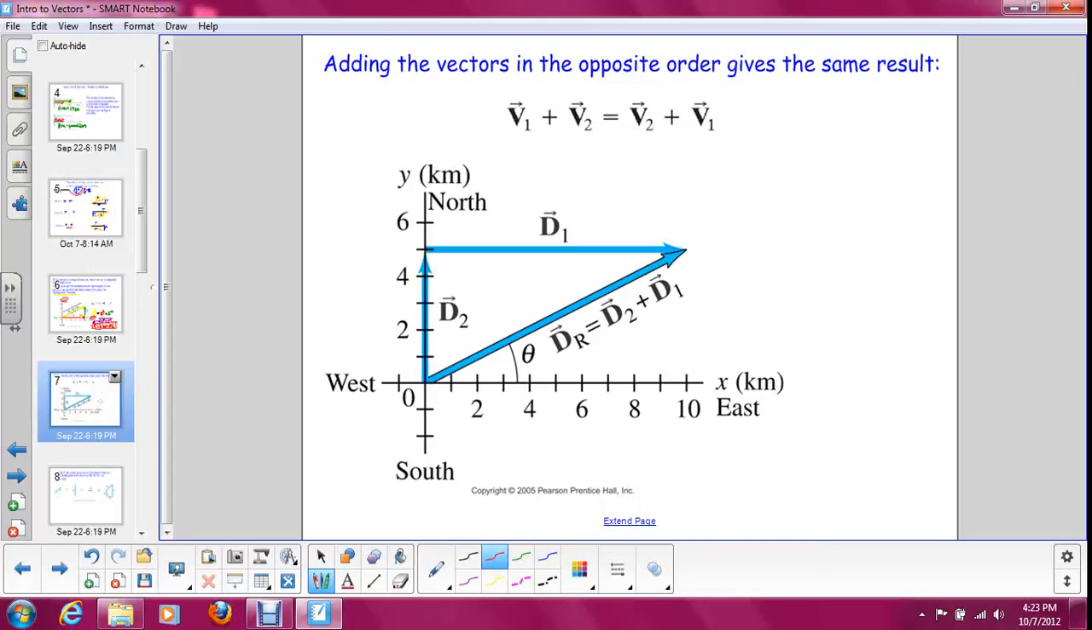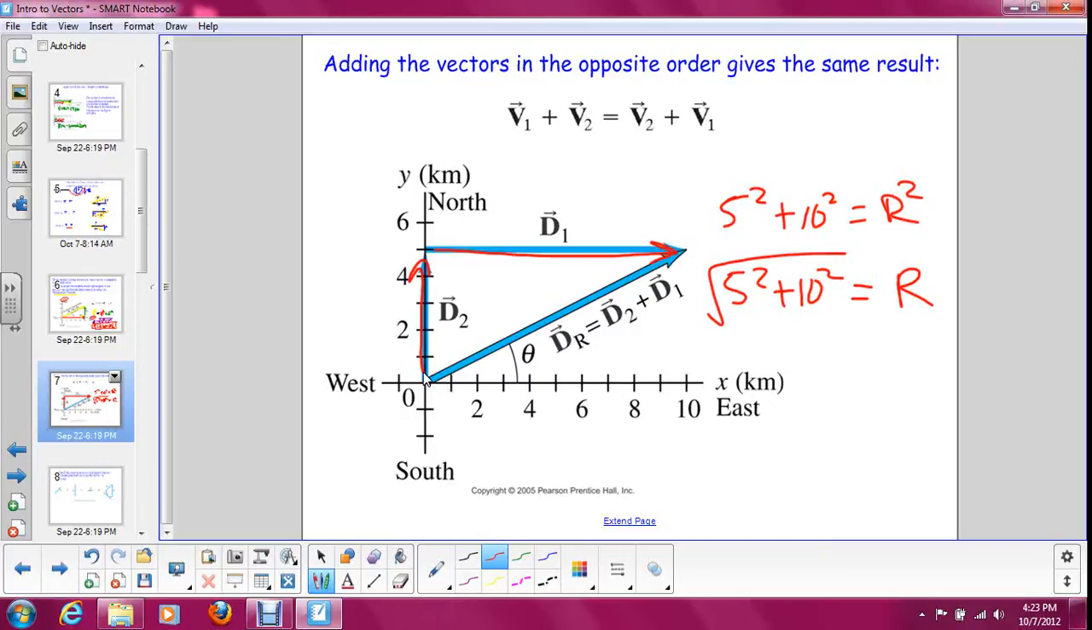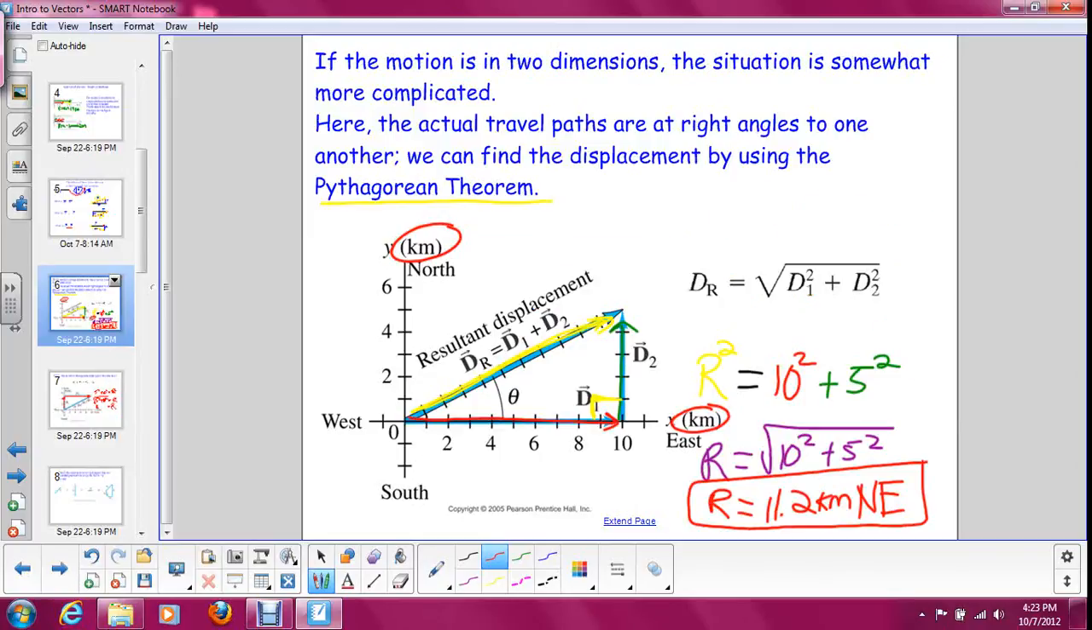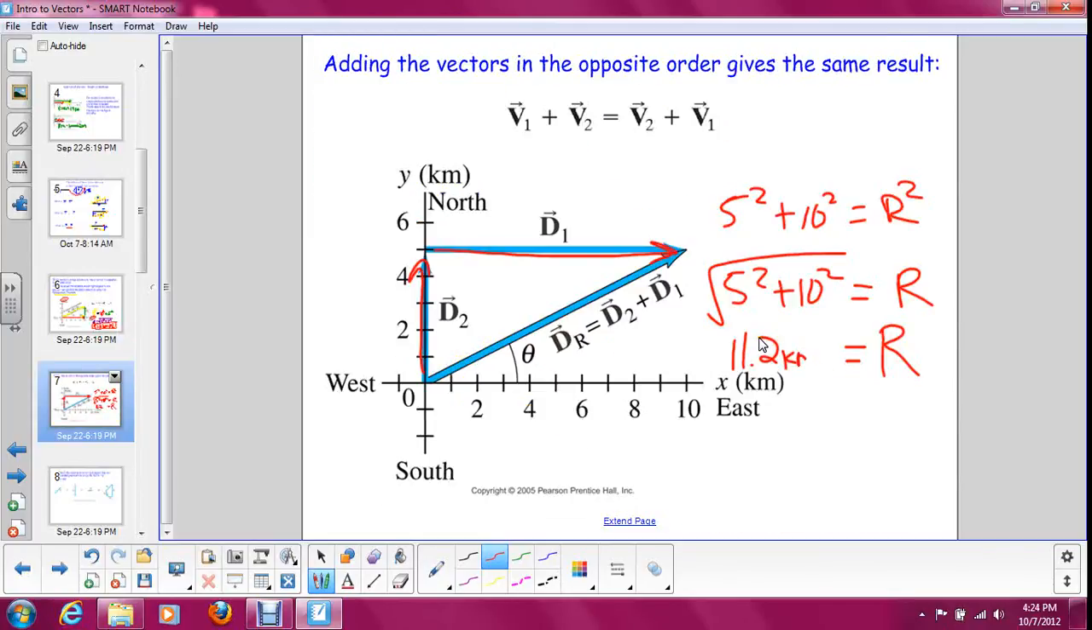So we can see that here. If we add 5 squared plus 10 squared equals r squared, we do the same steps. We have 5 squared plus 10 squared equals r squared, and in order to solve that, we need to take the square root of both sides. And when you do this calculation, it still comes out to be... 11.2 kilometers. And again, to figure out what direction your resultant vector is in, look at the direction.